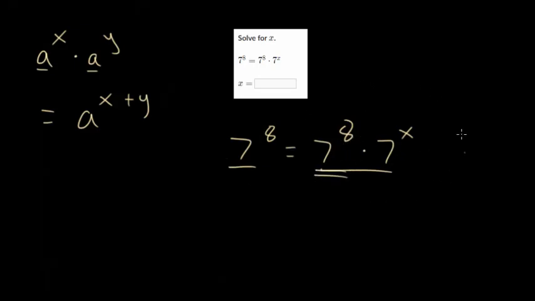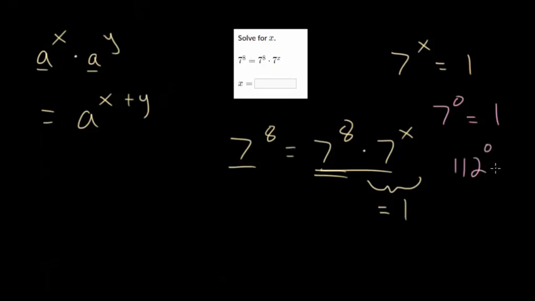So the only way this side can simplify to 7 to the 8th is if this term right here was equal to 1, since 1 times anything is just itself. So let's think about this 7 to the x. What can we raise 7 to so that this simplifies to 1? And like I said, this is a fairly tricky one. And you have to know that when you raise any number to the 0 power, it's always equal to 1. So if I take 112 and raise it to the 0, that's also 1. If I put 17 to the 0, that's also 1.